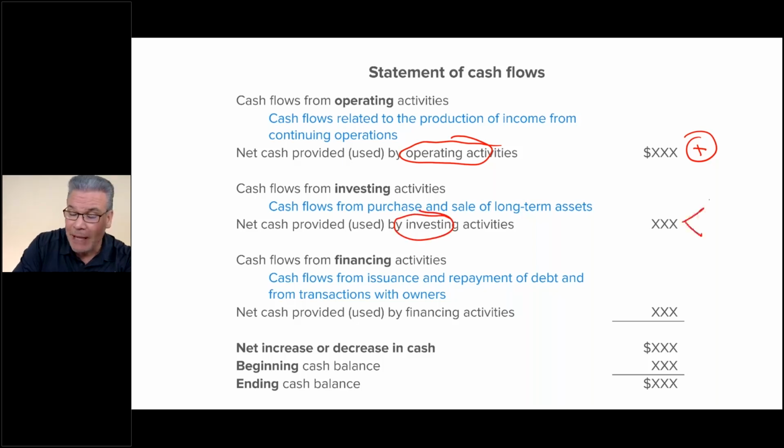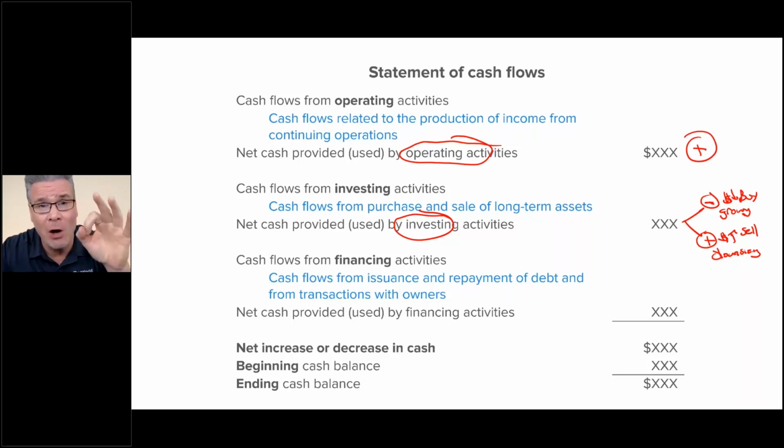Investing, if it's negative, cash is going down, you're on the buy side, but you're growing. That's good. If it's positive, cash is going up, you're selling, you're downsizing. Although cash is going up, that could be an early warning red flag of fraud.